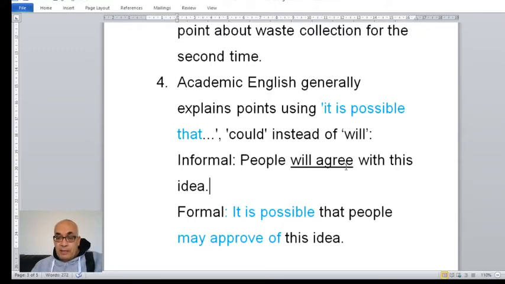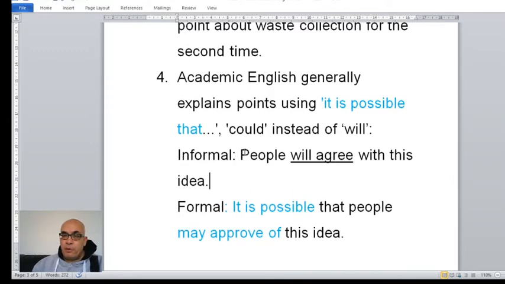"Agree with" is formal, but "approve of" is academic, which is higher than formal. You can say "I agree with your idea," this is formal. But in academic English, which is a little bit higher than formal English, we have to say "I approve of your idea." So "people will agree with this idea" is informal. "It is possible that people may approve of this idea." This is formal English.